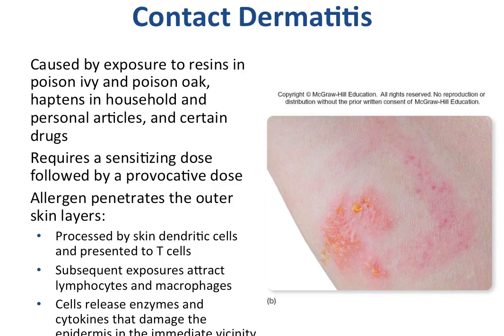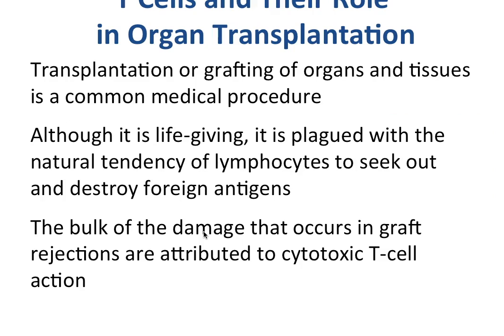The second is contact dermatitis. If we contact poison ivy, poison oak, or the haptens in household products, all of these can cause contact dermatitis. These allergens attract the T cells, and the T cells use cytokines to recruit macrophages and lymphocytes and cause the skin rash.